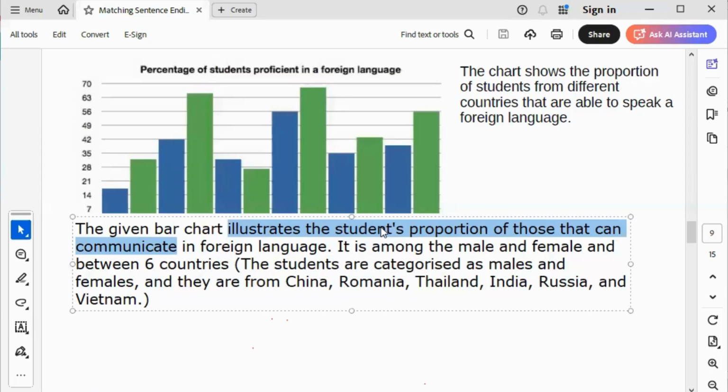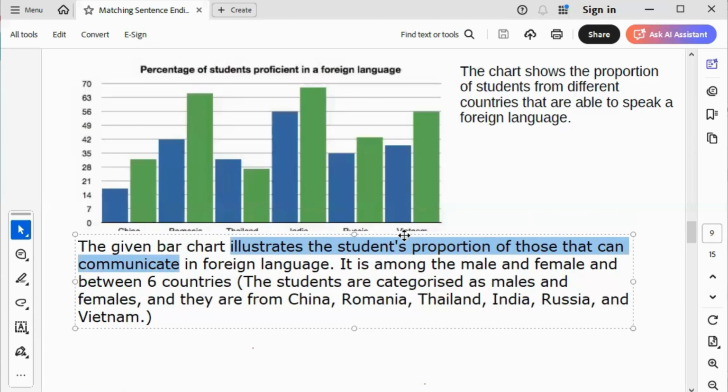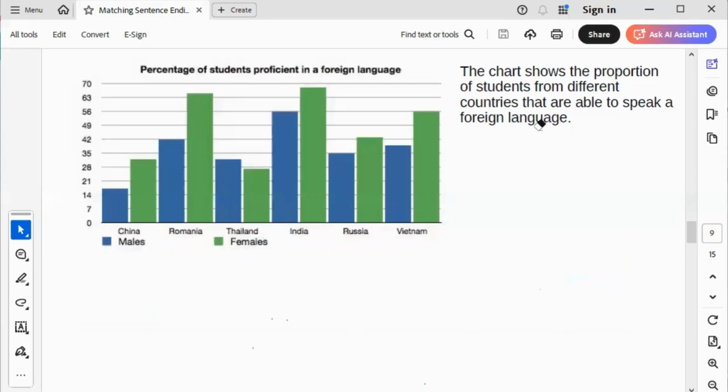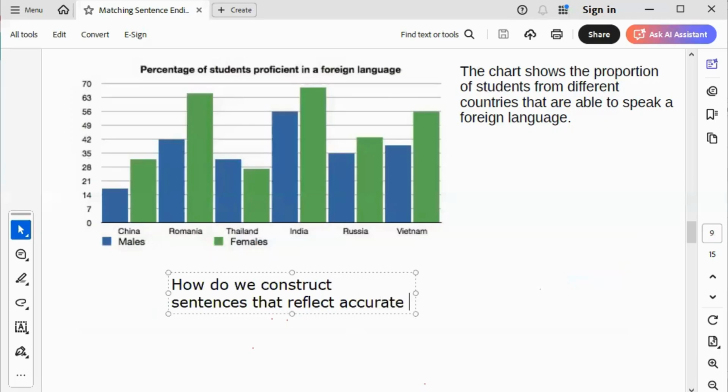A lot of people have this problem when it comes to percentages. Anytime they see percentage figure like this, the sentence that they write will be problematic. And that's one of the major things I want to deal with in this class. How do you construct sentences that reflect accurate interpretation of percentages? That's what I want to deal with. And I want you to follow closely. How do we construct sentences that reflect what? Accurate interpretation of what? Percentages.